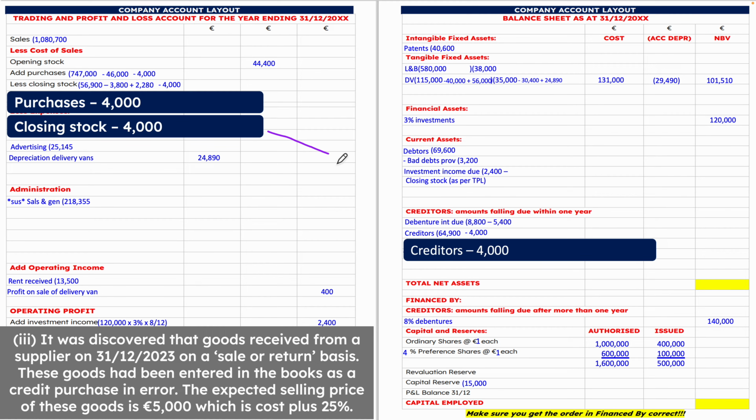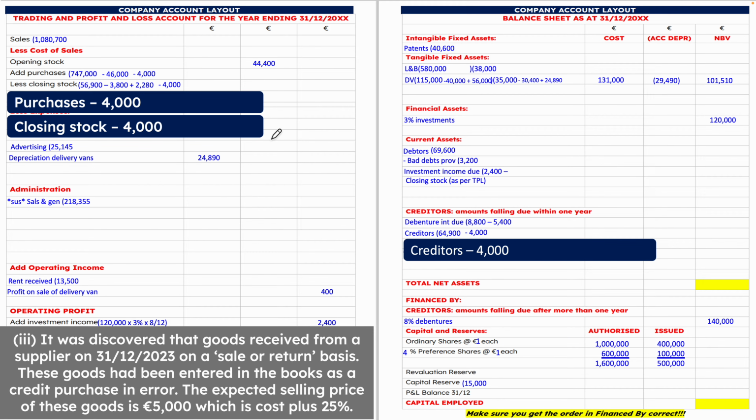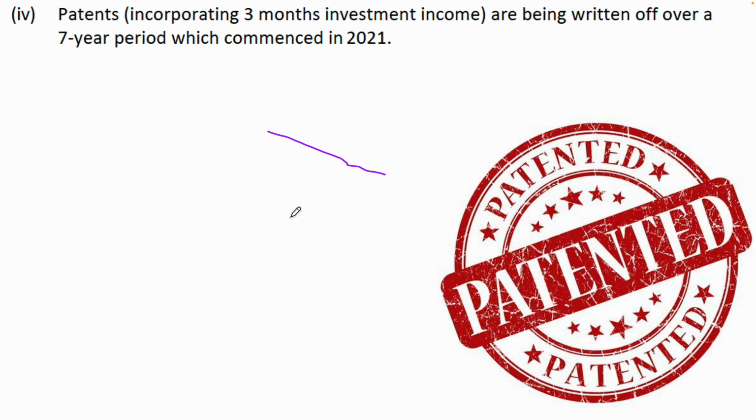Now the closing stock we're minusing 4,000, but we'll also be doing that then in the current assets, because it's as per the TPL. So that is that. You see sale or return, you just rewind the credit purchase or the credit sale, whatever it might be.